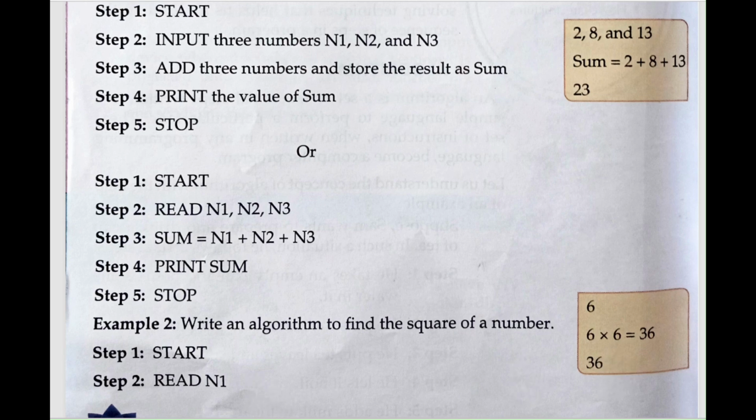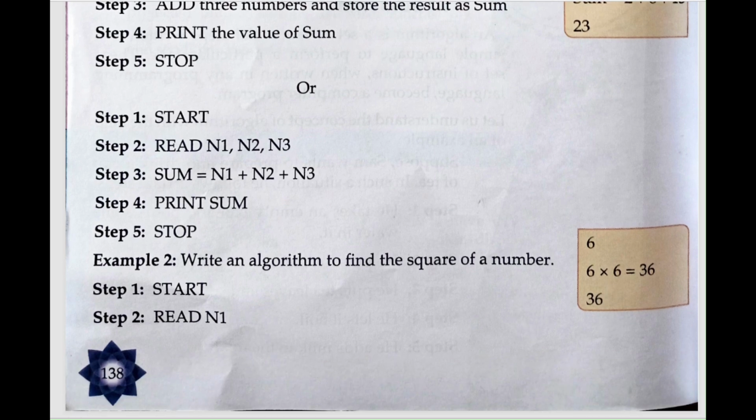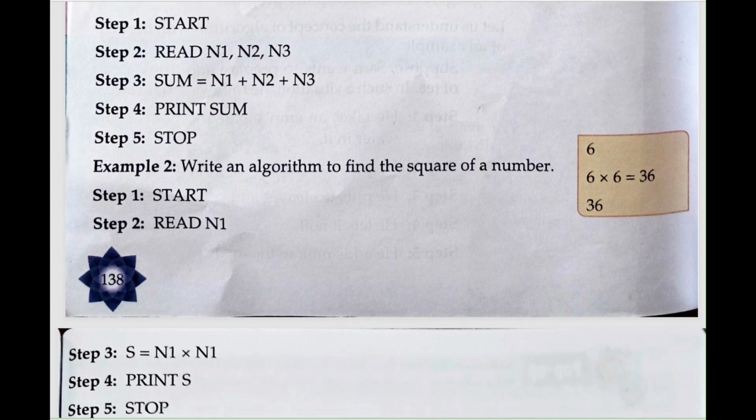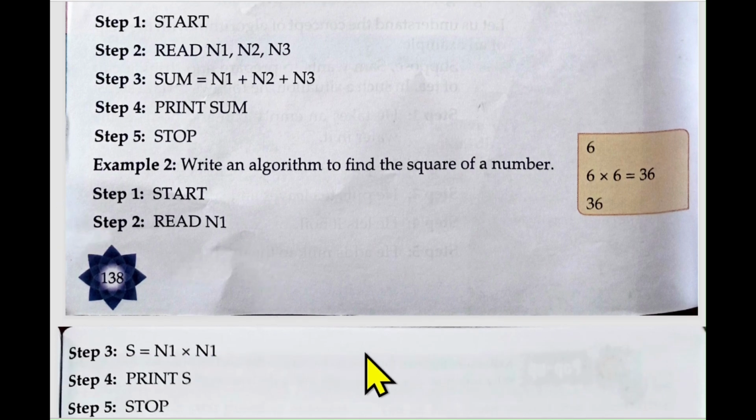So here we will start the algorithm with start. Step 1 will be start, and then step 2 is read n1. N1 is the name of the variable that we have given to assign the numeric constant, that is, the number. Next is s equals n1 into n1. It means we have multiplied the number twice and the answer is stored in the s variable. You can also take the variable name sum, it's up to you. Then print the answer, that is s, and then stop.